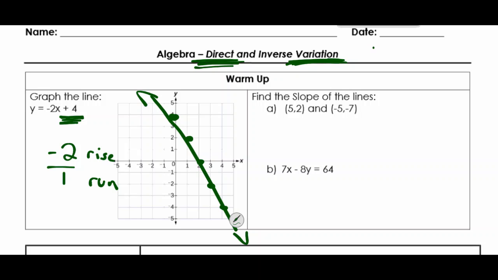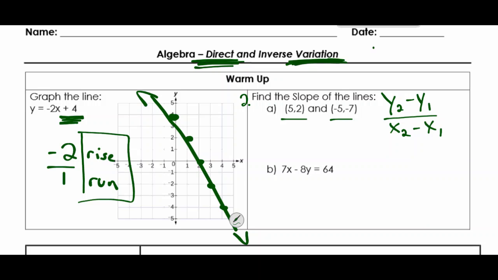On the second one, on 2a, we are looking to find the slope between these 2 points. That's the equation. y2 minus y1 over x2 minus x1. It represents the exact same relationship here. It's still just rise over run. It's just phrasing it in a different way. We're just subtracting instead of counting.